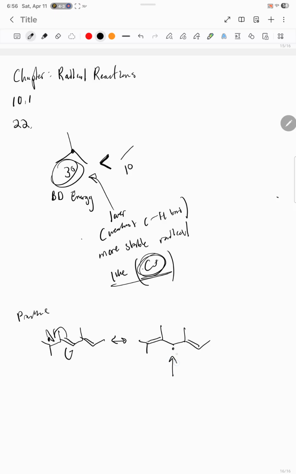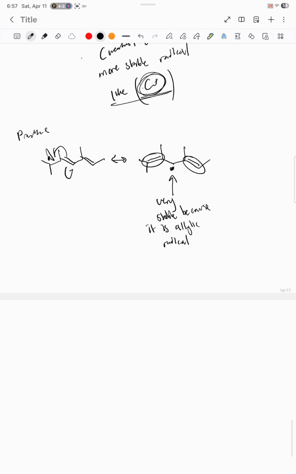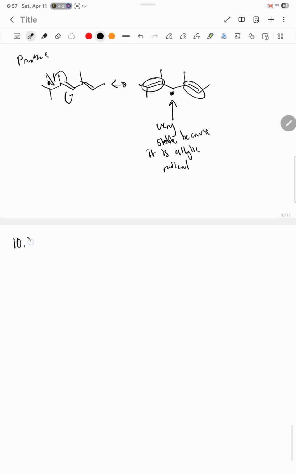And note, this is very stable because it is an allylic radical. How do we know it's allylic? It's because we have a double bond and it's right next to it. That's why we know it's very stable. There we have it in part 10.2.